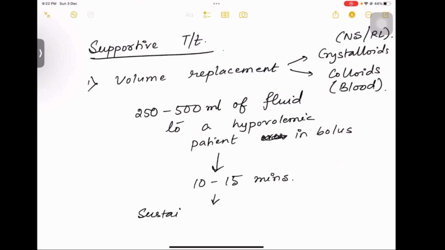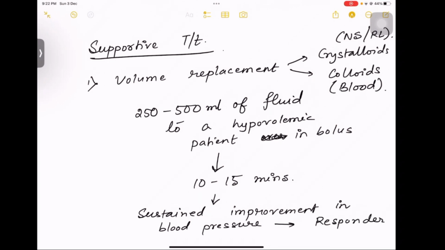Now, let us move to the supportive treatment. That is, you have to stabilize the vitals now because hemorrhage has been controlled. So first you have to do the volume replacement, as we have discussed in the previous videos. If it is stage 1 and stage 2 of shock, just giving crystalloids will work. And in stage 3, you have to give both crystalloids and colloids.